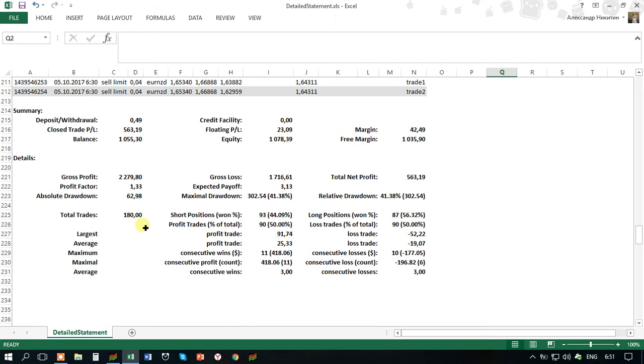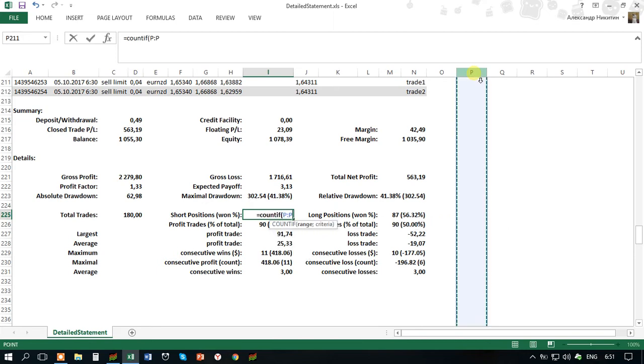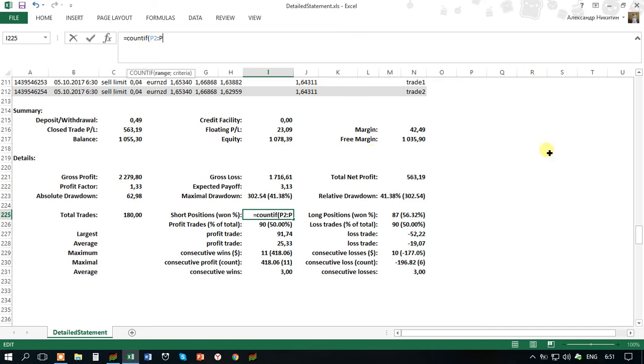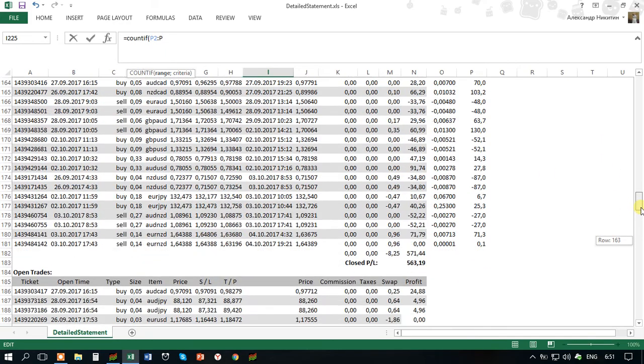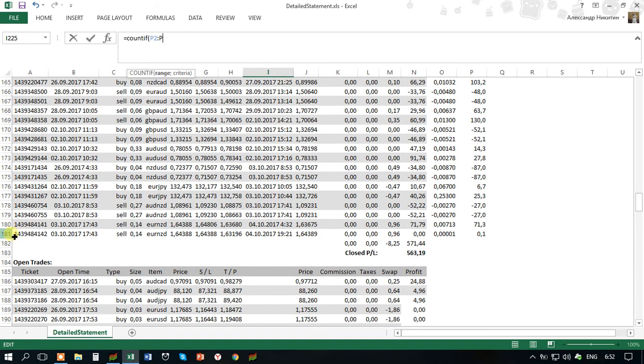Okay, let's do the calculation. 180 trades. Let us find how many winners we have. Perfect. Okay, we need to apply the formula here. What does the formula look like? It should count if, within this range of the P column, you now see the P column. The first date is P2 and the last one is P181.